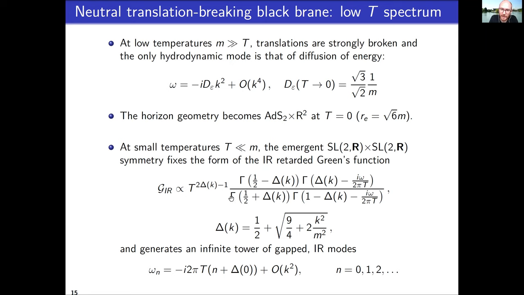Now, these IR retarded Green's functions have poles where the numerator of the retarded Green's function vanishes, because the gamma functions diverge where they had zeros. So if we work this out, we see that in the IR retarded Green's function, there's an infinite tower of gapped IR modes, which are controlled by multiples of 2 pi T, with some multiplication factor n, some integer, offset by the dimension of the operator at k equals zero. So for the specific case at hand here, delta of k equals zero is 1/2 + 3/2 = 2. So we expect that the first gapped mode is going to be at minus i 4 pi T and then minus i 6 pi T, et cetera, et cetera.